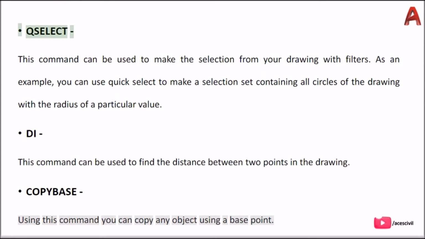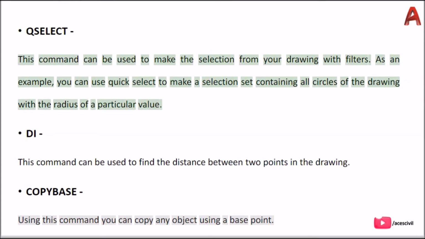Select. This command can be used to make a selection from your drawing with filters. As an example, you can use Quick Select to make a selection set containing all circles of the drawing with the radius of a particular value.